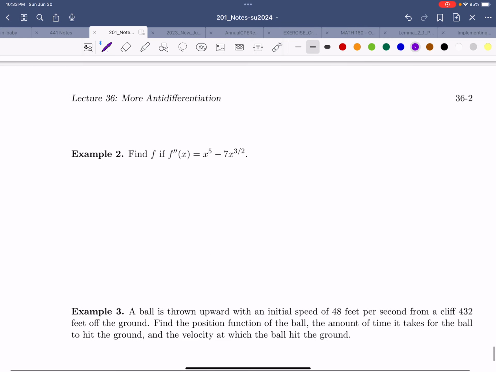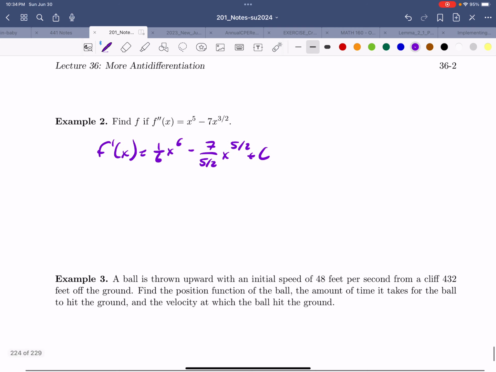All right, couple more examples, right? Example 2, right? Find f of x if f double prime of x equals that, right? Now, note that I don't give you any initial conditions, so we're going to have a couple of extra constants here, right? There's no quick way to do this. You just have to anti-differentiate twice, right? And this will be 7 over 5/2 x to the 5/2. I guess it'd probably be a good idea to simplify first. Let's do that.